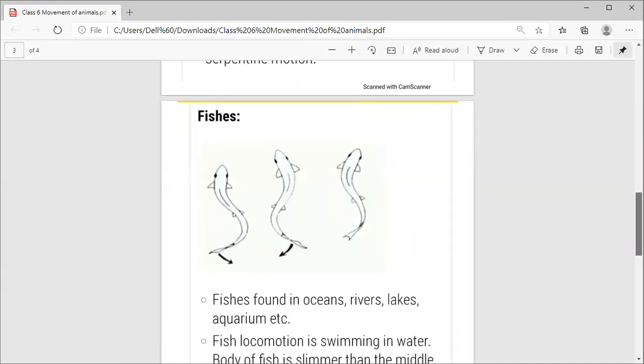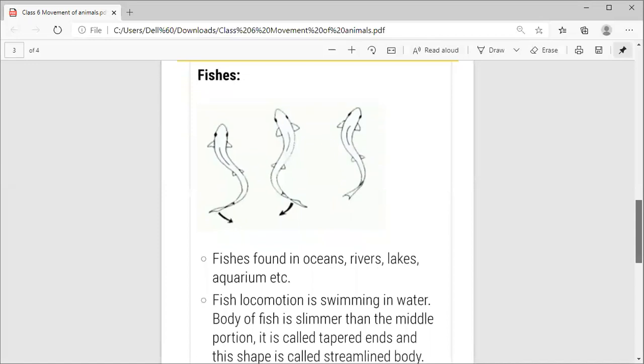So the next animal we are going to discuss is the fish. Many of you have seen fishes swimming in the water, and many people keep fishes at home also. So what is special about fishes? How they move, how they take jerks, how they change direction, which helps them to move in the water. Fishes are found in oceans, rivers, lakes, aquariums, etc. Fish locomotion is swimming in water. Locomotion means how they move. So they just swim in the water.